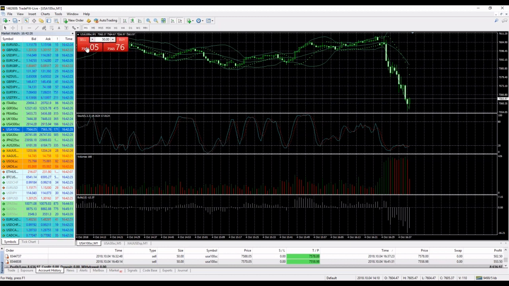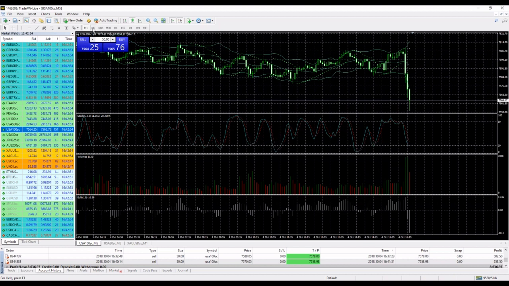So now we have the pullback on USA 100. As you can see, we have a pullback. I'm expecting from the pullback to enter again a position. Come on, baby, a bit more up, and then I will enter again. I'm getting ready to enter again USA 100.